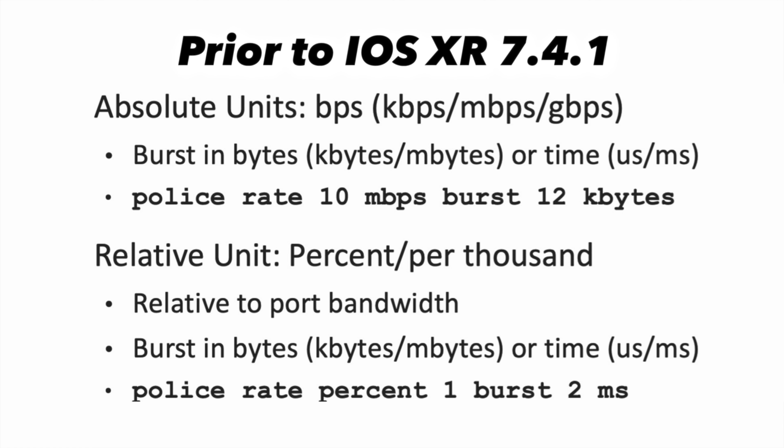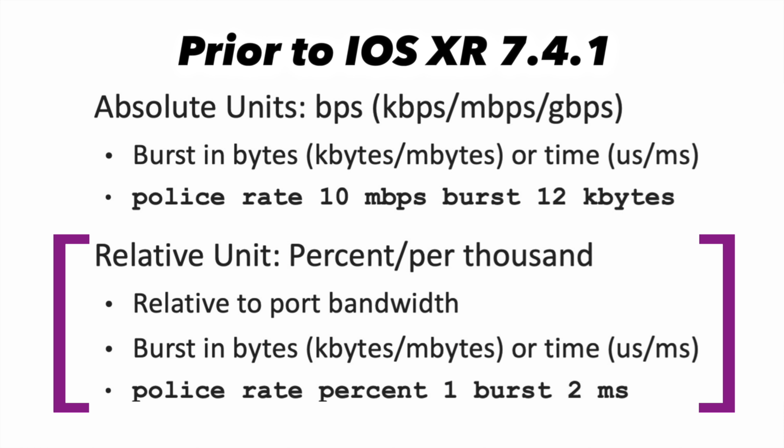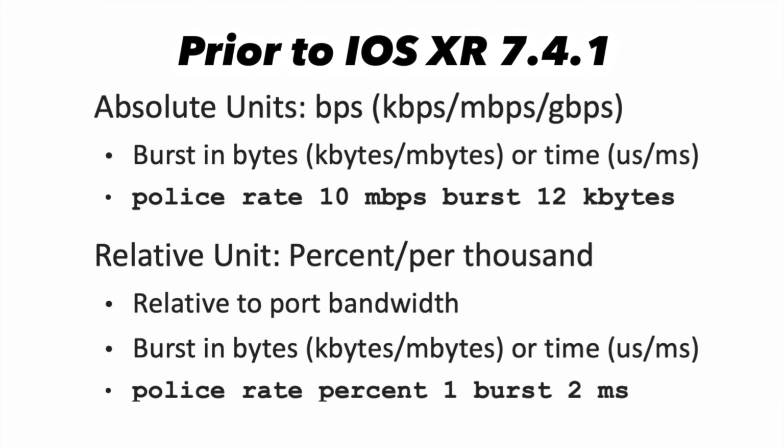Prior to 7.4.1, we were able to define a policer in absolute units, which is bps, kbps, Mbps, or in terms of relative units, like percentage or per thousands of the port bandwidth. Burst in both cases could be in bytes, kilobytes, or in time related to the policing rate.